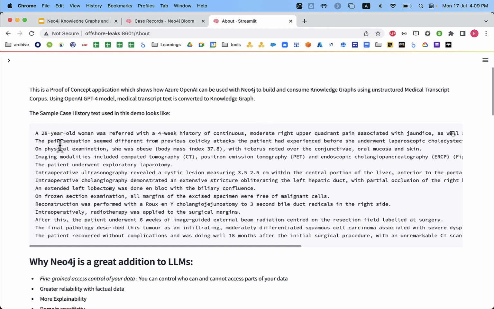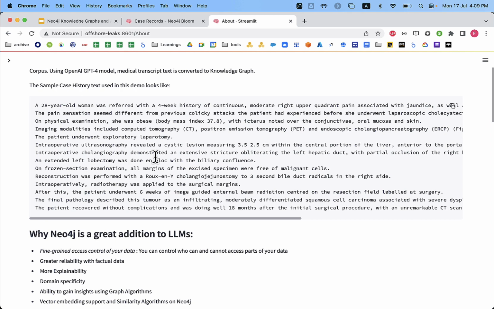So the demo takes an input in the form of medical transcripts. A typical medical transcript looks like this. It is very unstructured, consisting of the case history of a patient, the diagnosis they have gone through, all the symptoms so far, and then any history of diseases that the person has gone through.